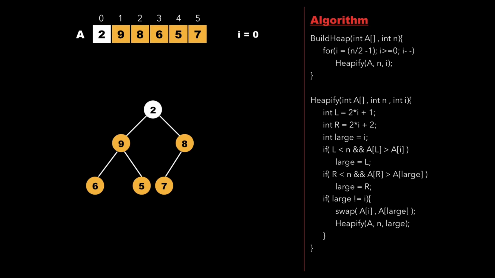Now the value of I is 0 and this might be the last value of I. So we again call the heapify function. Now we are in the heapify function and we calculate the left index as 1 and the right index as 2. So the left and right children of 2 are 9 and 8 respectively. We check if L is less than n and the value 9 is greater than 2.